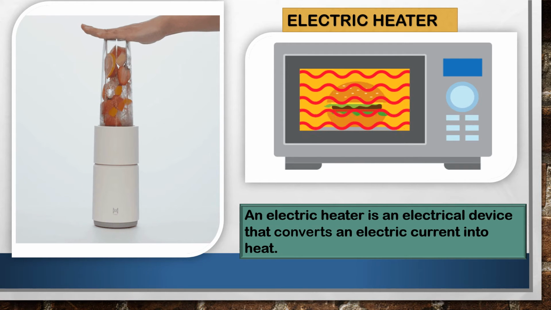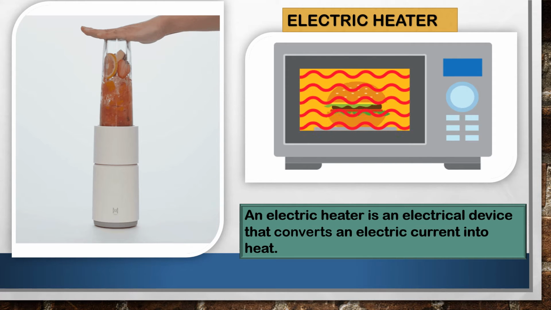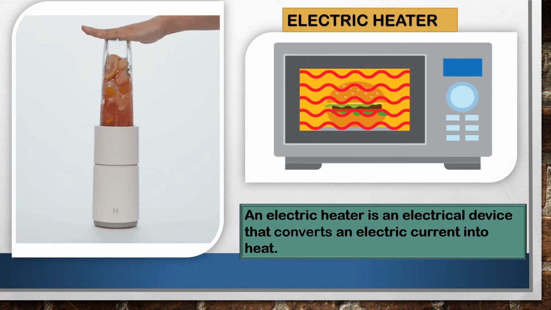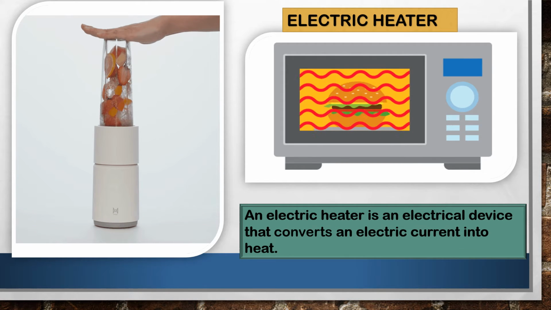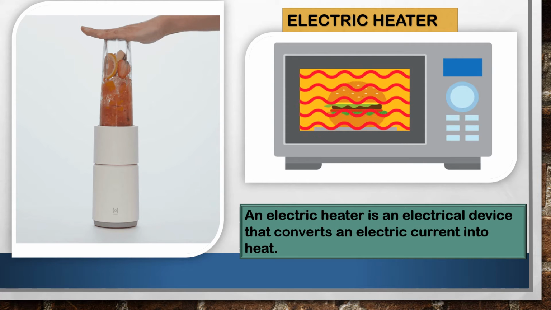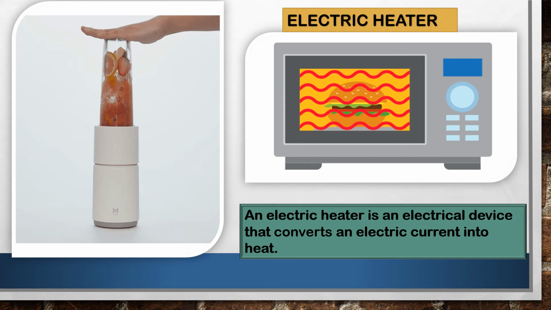So what is the mechanism of electric heater? In an electric heater, there is a fire plate having spiral grooves in it. A spiral of high resistance nichrome wire is placed in these grooves. The spiral wire is called heating element.